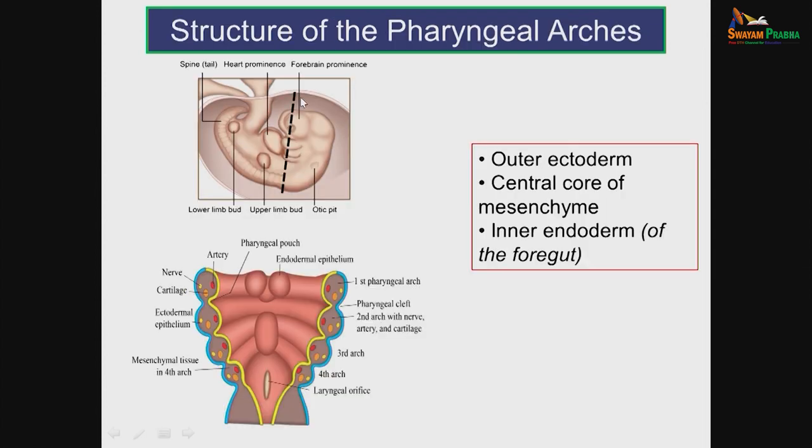So, you look at this picture, this is a section through the embryo going through the pharyngeal arches. If you make a section, you can see that the pharyngeal arches have an outer ectoderm. This is the ectoderm and inner endoderm, which is the endoderm of the foregut. And these are the pharyngeal arches, which are the mesodermal bars. So, they have a central core of mesenchyme. Outside is the ectoderm, inside is the endoderm, and this is the central core of mesenchyme with nerve, artery and cartilage. I told you there are 6 pharyngeal arches. The 5th arch disappears. The first pharyngeal arch is called as mandibular arch. You can see in this picture, this is the developing face. This is the first pharyngeal arch, which is quite associated with the development of face.